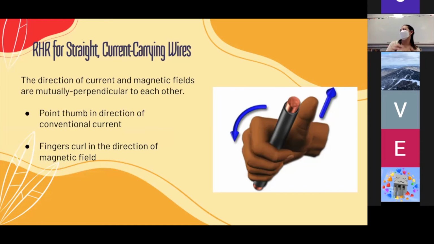Okay, well, I would pay attention to this part just because this rule is hard to picture. This particular rule. The high five slap rule makes sense to me. This one is harder. So what I want you to do is point your thumb in the direction a conventional current is flowing, and your fingers are going to end up curling in the direction the compasses would line up.